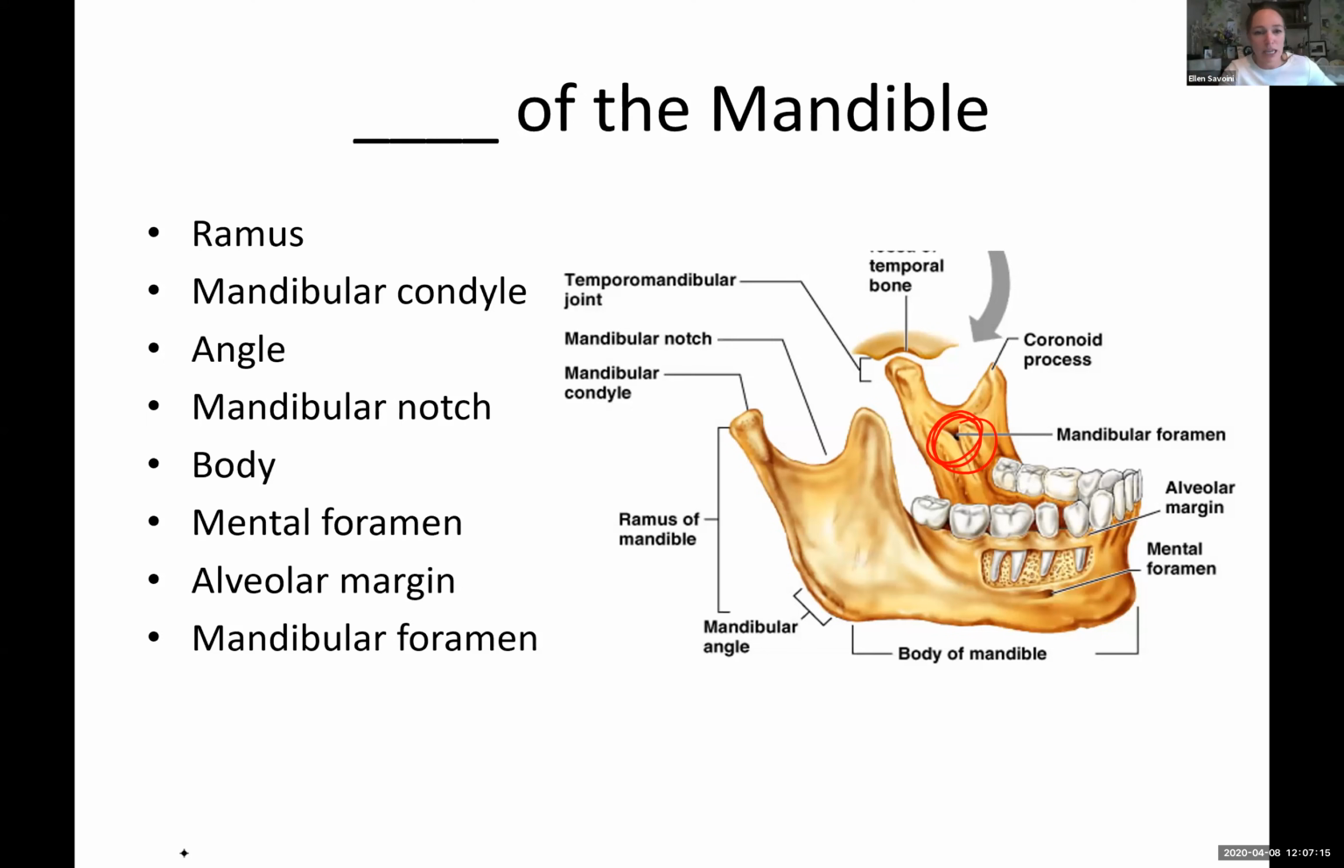Anyways, because it's so hard to point out and to see on a test, I don't usually use that. Alveolar margin, I probably won't. I'll just say, where do teeth belong? And so anything with alveolar would refer to teeth. So these are the ones you would want to focus on if you're looking at a picture that you're going to have to point to and identify.